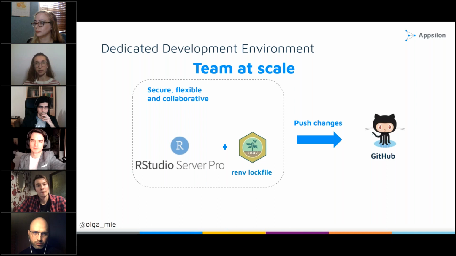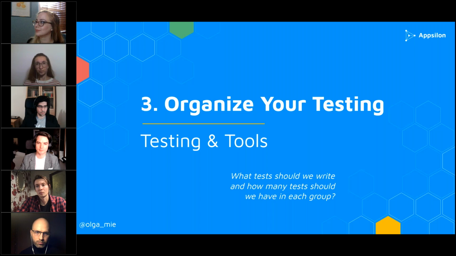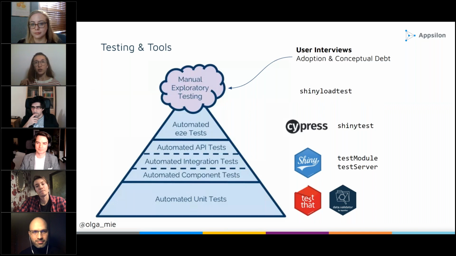So the last bit I'm going to talk about is testing, and my message here is just do it. The only question is what tests and in what proportion you should be writing, and we will use a testing pyramid to answer that. So you should aim to have the most unit tests and data validation. Next up, test components, aka test your shiny modules, test the whole scenarios with end-to-end testing, perform load tests, and finally test usability with user interviews.